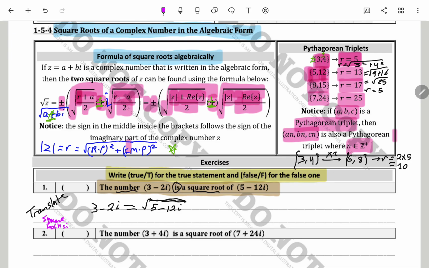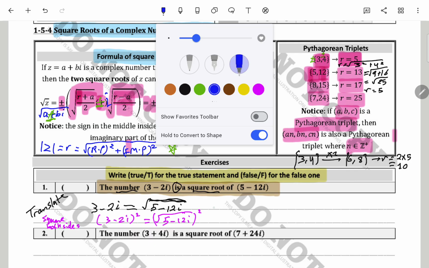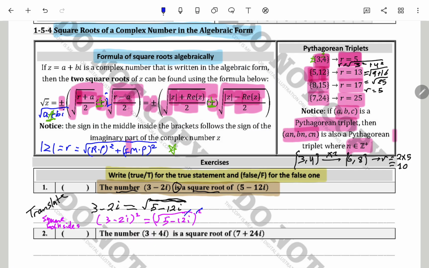Both sides, by making (3 minus 2i) all squared equal to (the square root of 5 minus 12i) all squared. That will let us get rid of the square and the square root and use the rule for the perfect square here: real part squared, 9, minus always the imaginary part squared, which is 4.